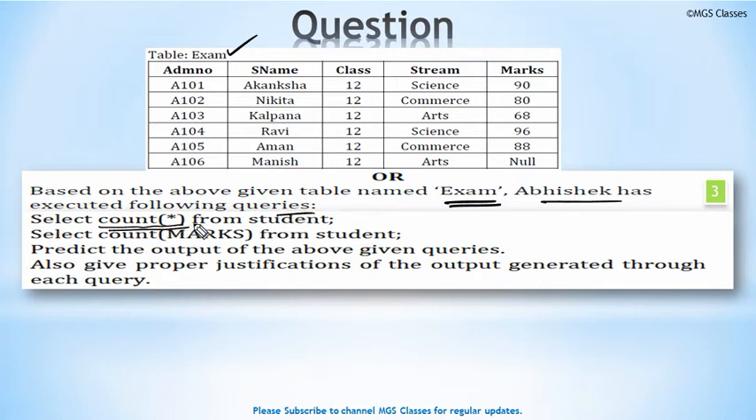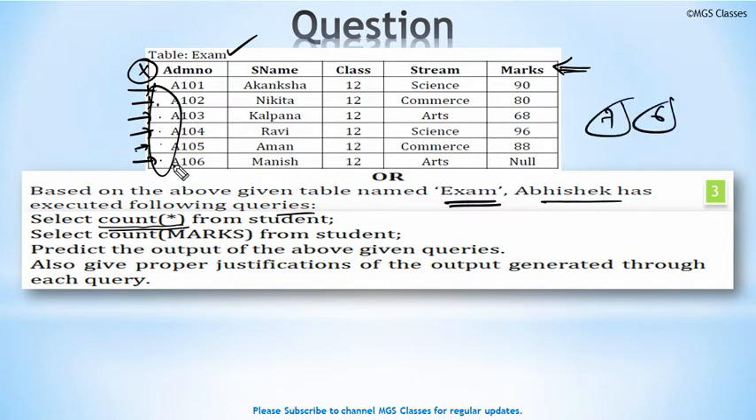Count star function is a group function or aggregate function which returns the number of rows in a table. So here, how many number of rows are there? 1 2 3 4 5 6. 6 rows are there. You need not consider this header row. Remember, some students count this as a row and they will write the output as 7 instead of 6. So its output is 6.